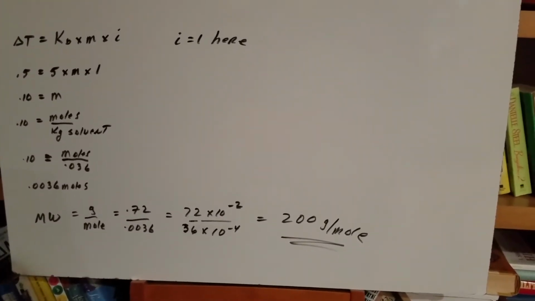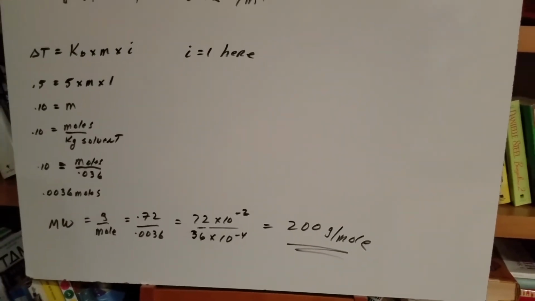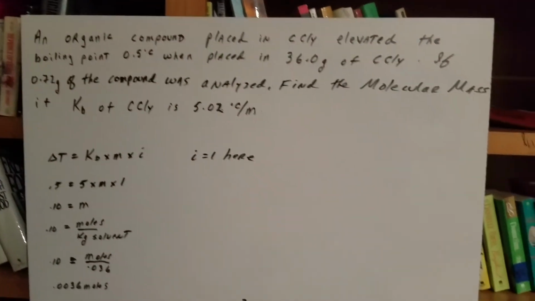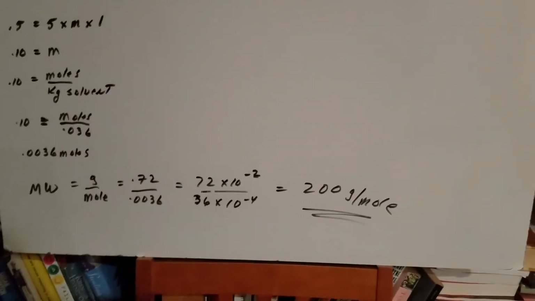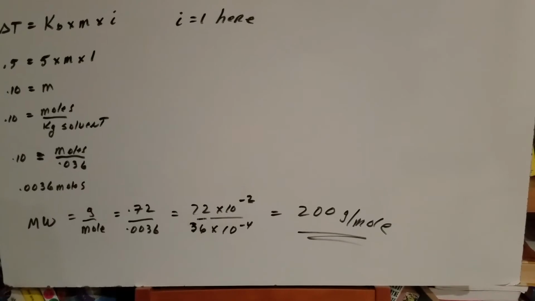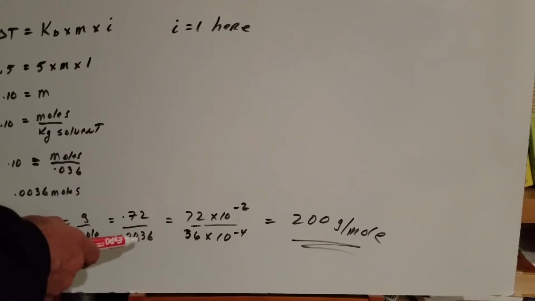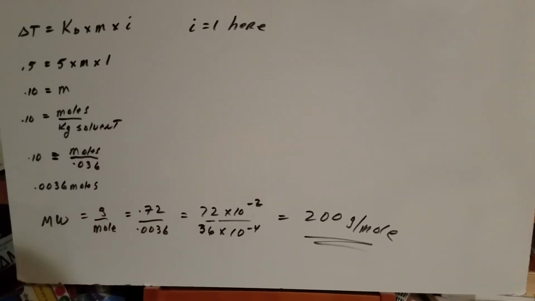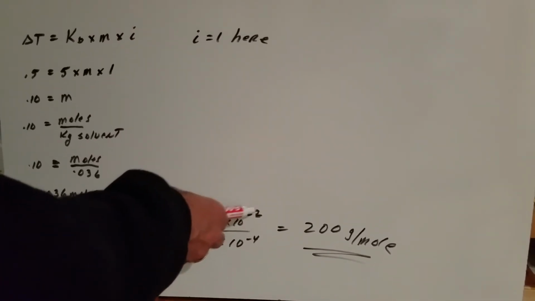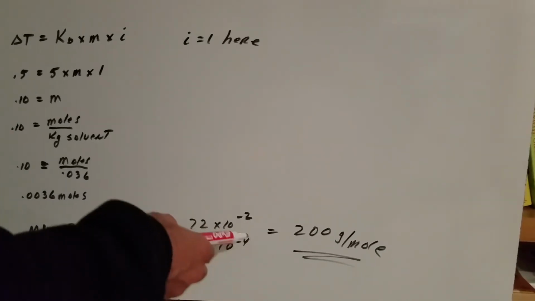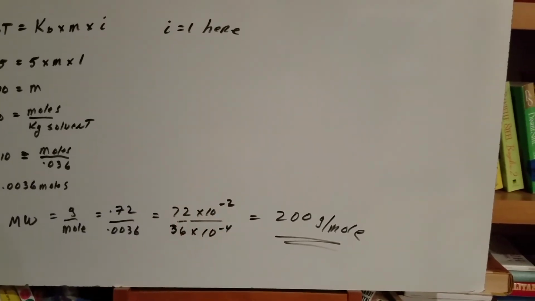0.0036 moles. Now for the kill. The molecular weight is grams over moles. The grams of compound was 0.72. The moles was 0.0036. Now for the DAT exam, we've got to hit this at lightning speed. I like to put everything in scientific notation. So I'm going to rewrite 0.72 as 72 times 10 to the minus 2. 0.0036 is written as 36 times 10 to the minus 4. Look at the nice numbers. 72 over 36 is 2, and minus 2 over minus 4 is going to be 10 to the second power. So it becomes 2 times 10 to the second power, which is 200 grams per mole.